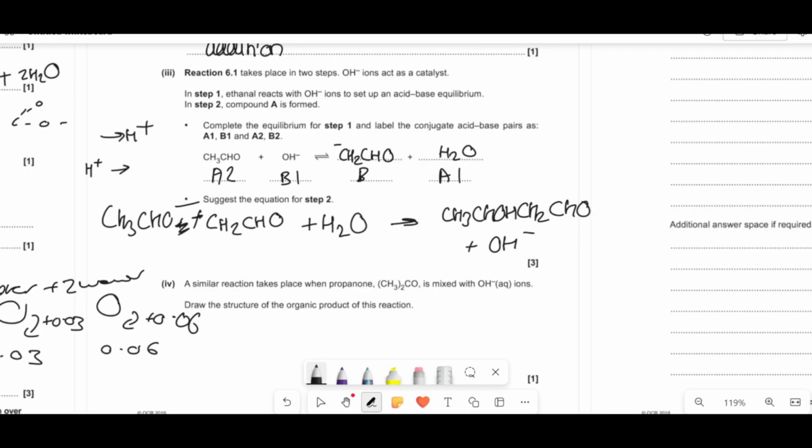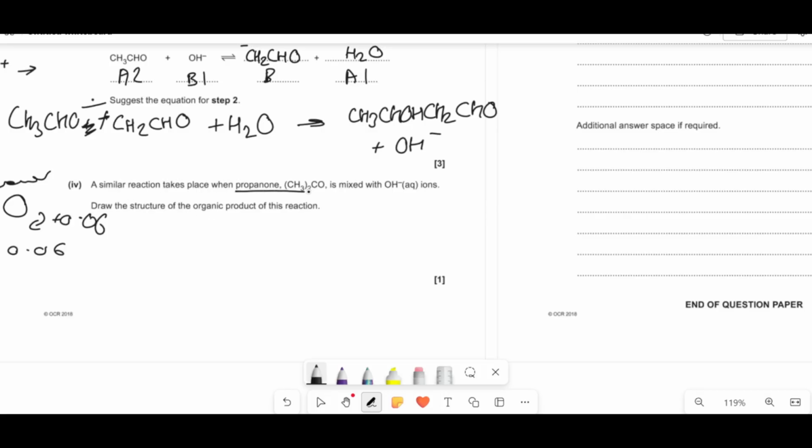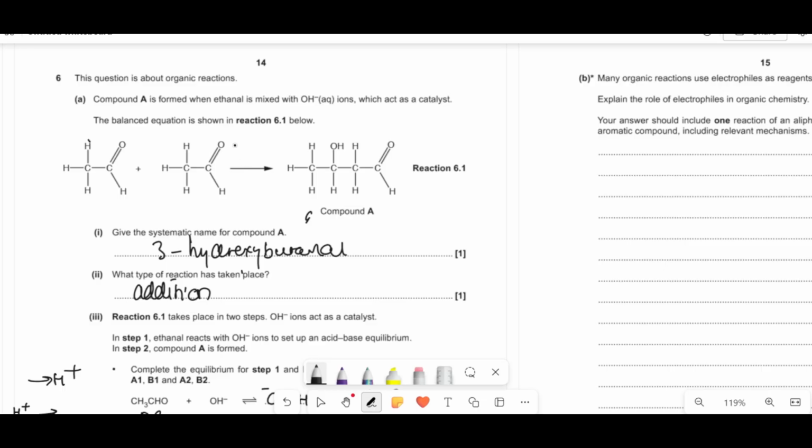There you go. So a similar reaction takes place when propanone is mixed with OH minus ions. Give a structure for the product of this. So if you have a look here, we have a C double bond O, right? That stayed the same here. But what's now happened is we've inserted a CH2 and then a CHOH, right? That CHOH must have come from here, which is a C double bond O. So that must have turned into an OH, and that's where this piece has come in. So what we've done is we've added a CH2 and then this thing, but with an OH instead of a double bond O.